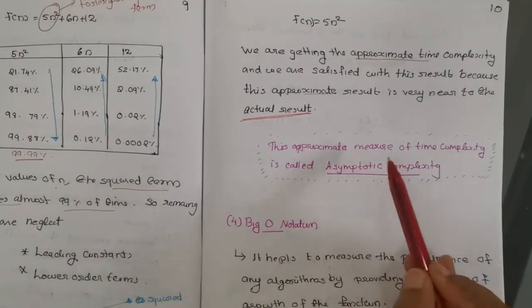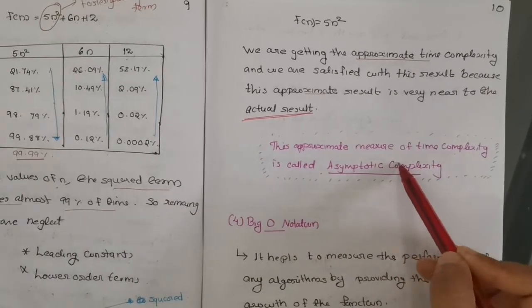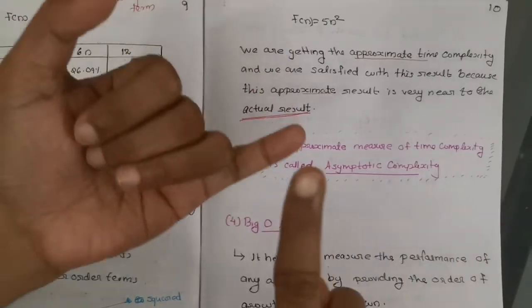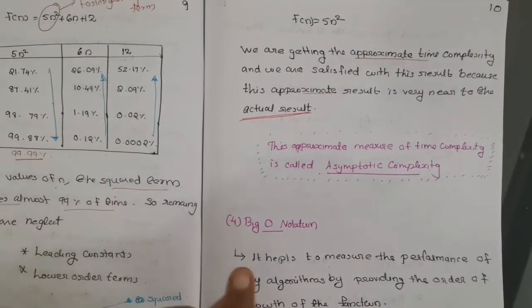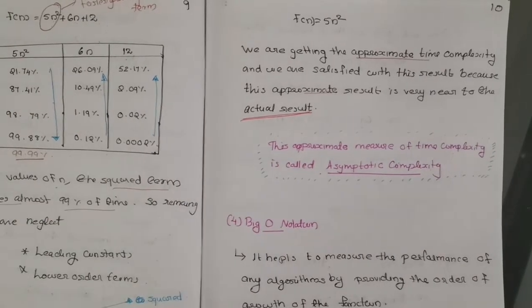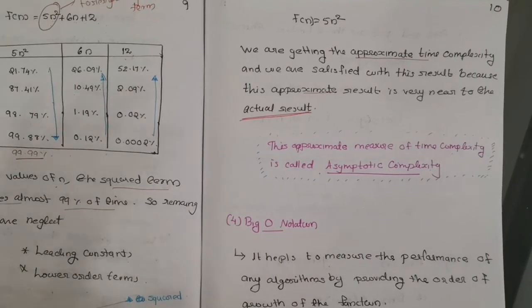So the approximate measure of the time complexity is called the asymptotic notation or asymptotic complexity. This asymptotic complexity contains omega, theta and big O notation. That we will discuss in the next lesson, and the big O notation I will discuss in the next lesson. Then bye.